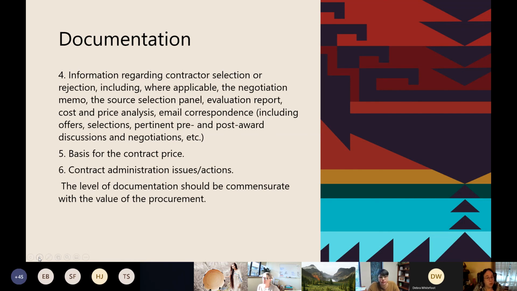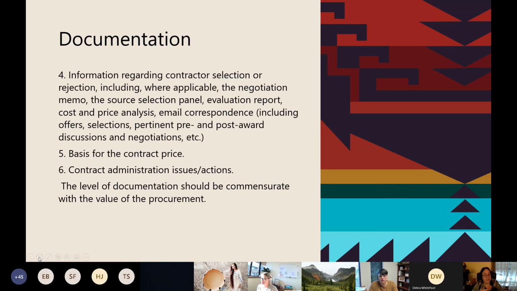Documentation, information regarding contractor selection or rejection. Remember, like I told you, just like a housing application, when you reject people, you have to notify them and you have to have it in writing why. Same thing for your Indian preference, including where applicable, the negotiation memo, the source selection panel, evaluation report, cost, price analysis, email correspondence, including offers, selections, pertinent pre and post award discussions, negotiations, basis for what your contract price is going to be, contract administration issues that you experience or actions that you've taken.